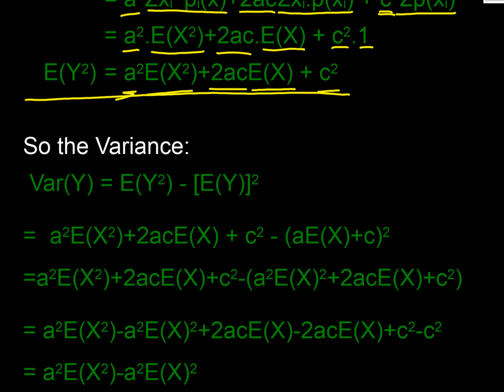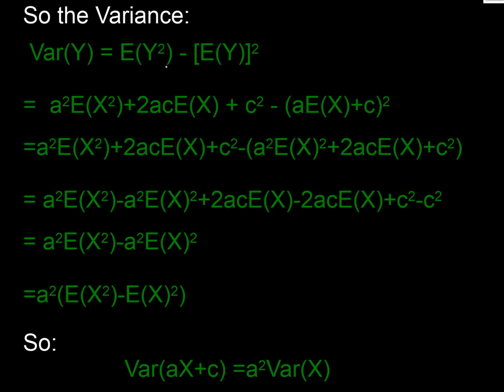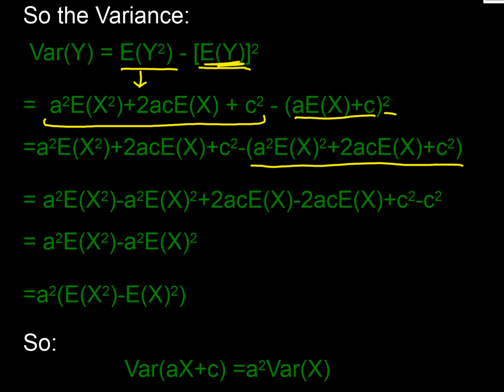Okay. Now we've got to find the variance. Now we know this, and we actually know the expected value of y already. So here's what we just found there for E(y squared). And our expected value of y we worked out earlier was a times the expected value of x plus c, and that's all squared. So if we expand this bracket, we get this set of three terms here. And as you can see, they match with these three terms here, and we compare them up.